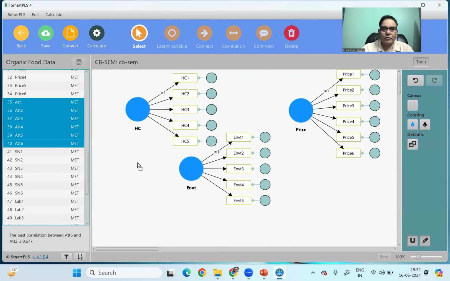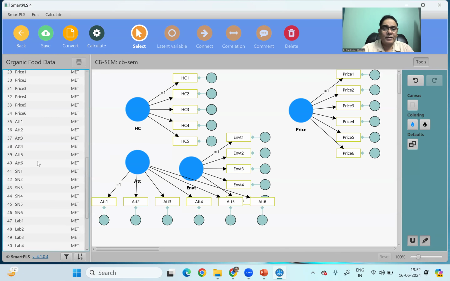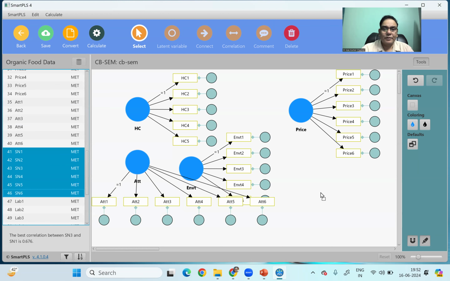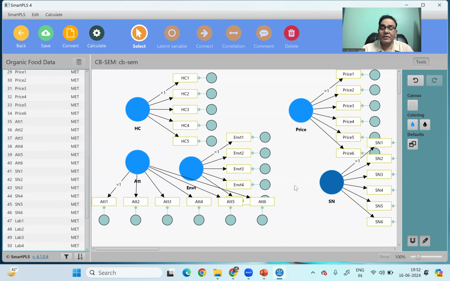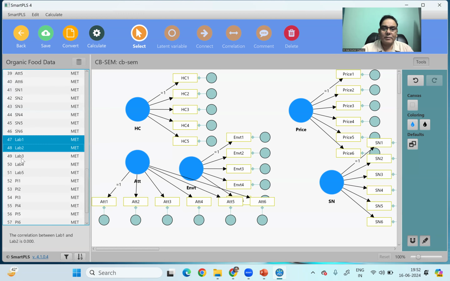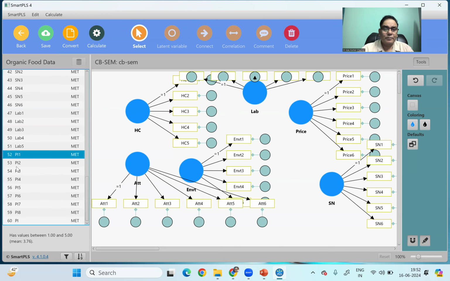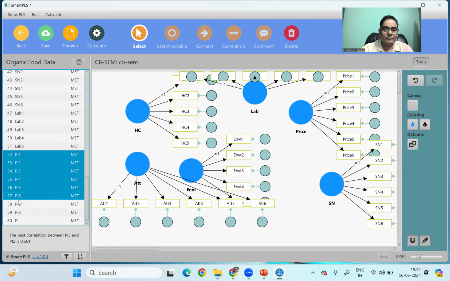So same model we can also make in CB-SEM. CB-SEM में errors terms, ये जो green डब्बे हैं, so these are the error terms. And because of these error terms, the methodology is totally different. We apply maximum likelihood estimation method in CB-SEM, and the last variable is purchase intention.